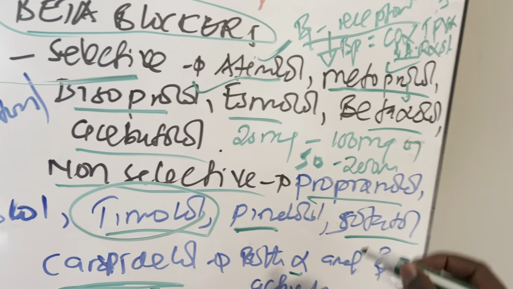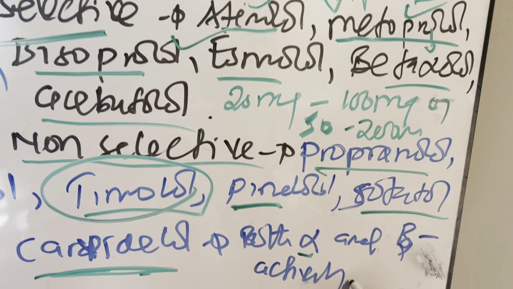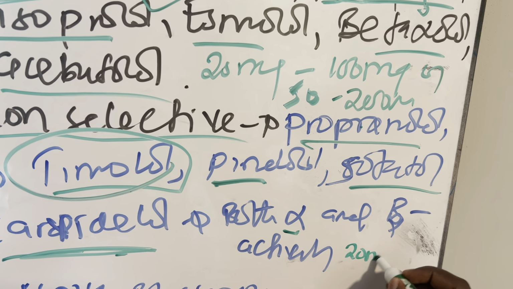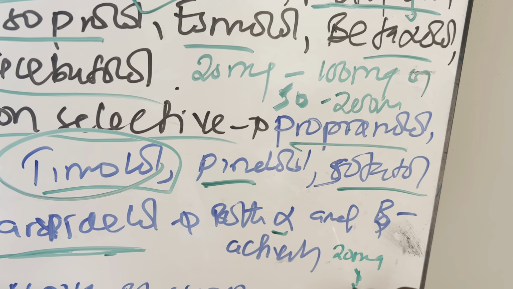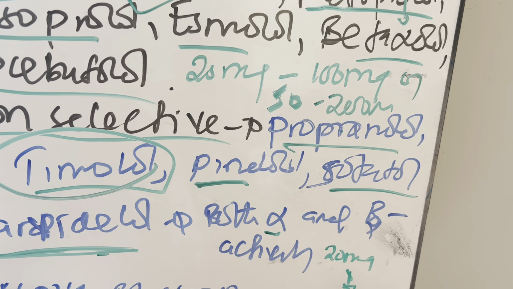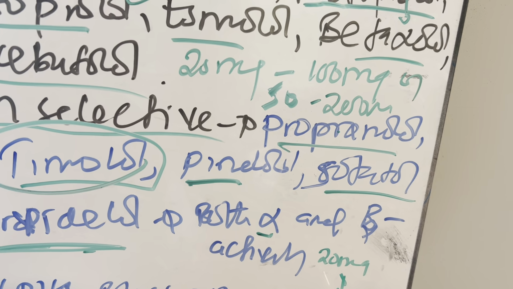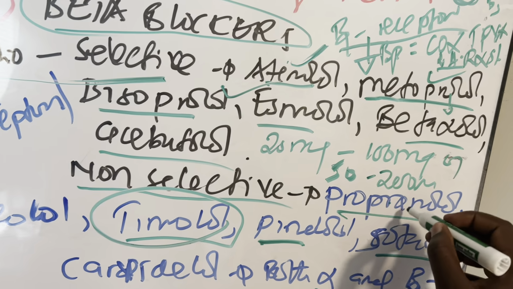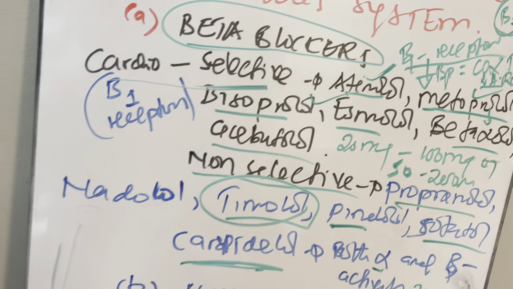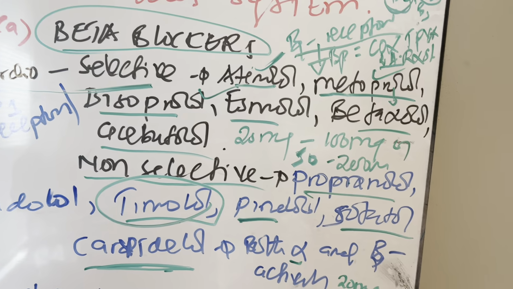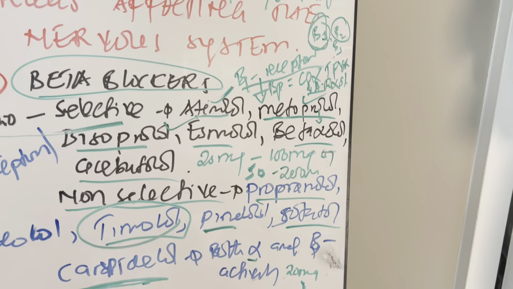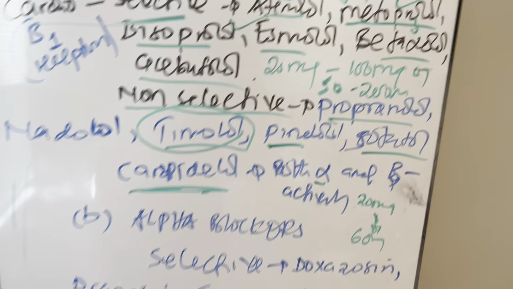Propranolol can be started at 20 milligram, and can be given, I'm not really sure, up to 600 milligram in a day. It's also used in hyperthyroidism, because in hyperthyroidism it affects even the heart.